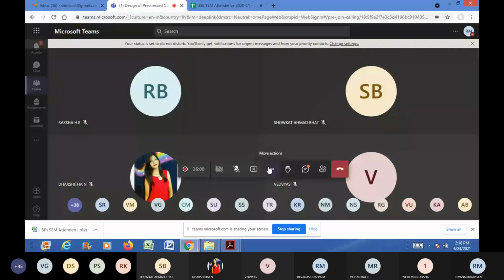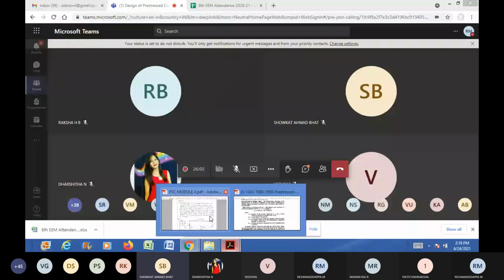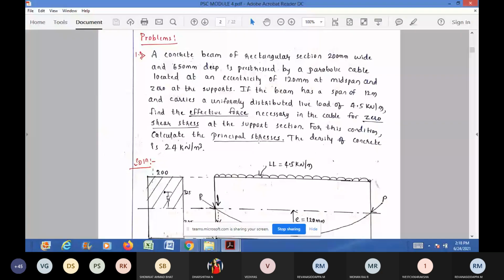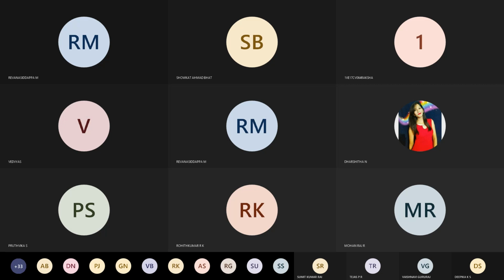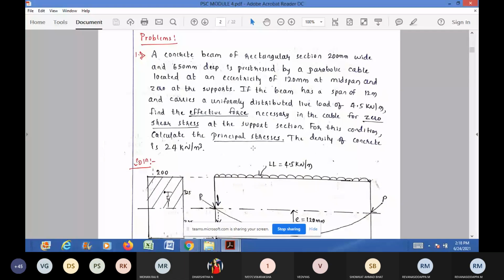Okay, all of you write the problem. Problem is not visible, sir. Just a minute, I'll present it. Now, is it visible? I hope the problem is visible now.